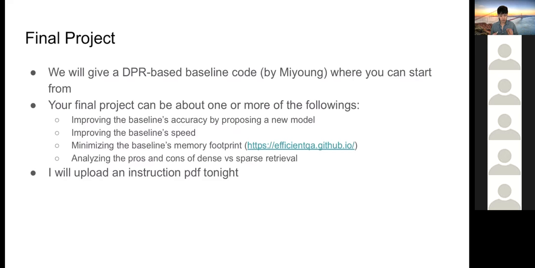You might also consider improving the baseline speed, or you might want to consider minimizing the baseline's memory footprint, which was really the core part of the recent efficient QA challenge that I gave a link to in this slide. So take a look. And if you're interested in this direction, then maybe you might also want to participate in the future competition. And actually in the competition, one of my students, Soi, was in one of the tracks. She got the best model. So it's also maybe good to talk to her if you're interested in this direction.